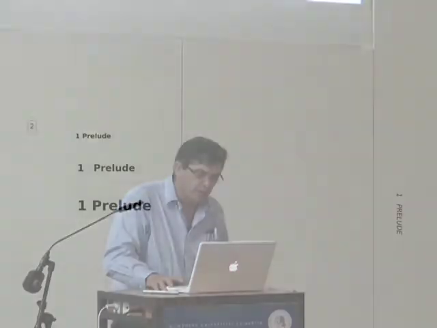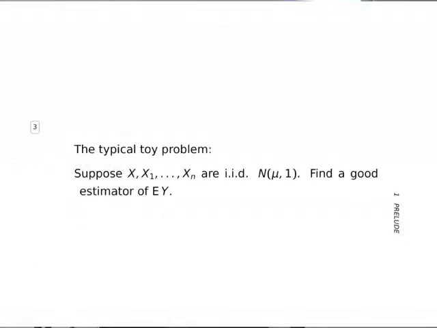And let's start with a short prelude and say that the typical toy problem that I'm going to speak about is the following model as it is described, which is quite a standard statistical problem. And there are going to be many typos in this talk, but I don't think that there is any typo on this slide. So this is the problem. You have a sample of X, and I want to find a good estimator of the expected value of Y. But let's see what I mean by that.